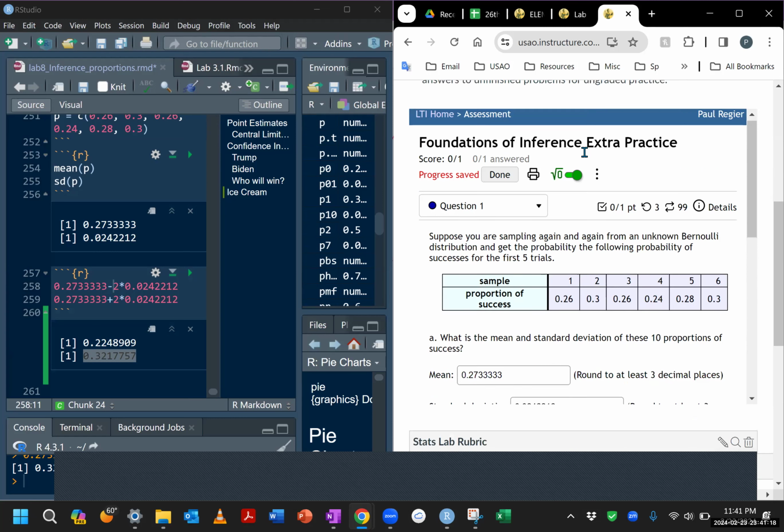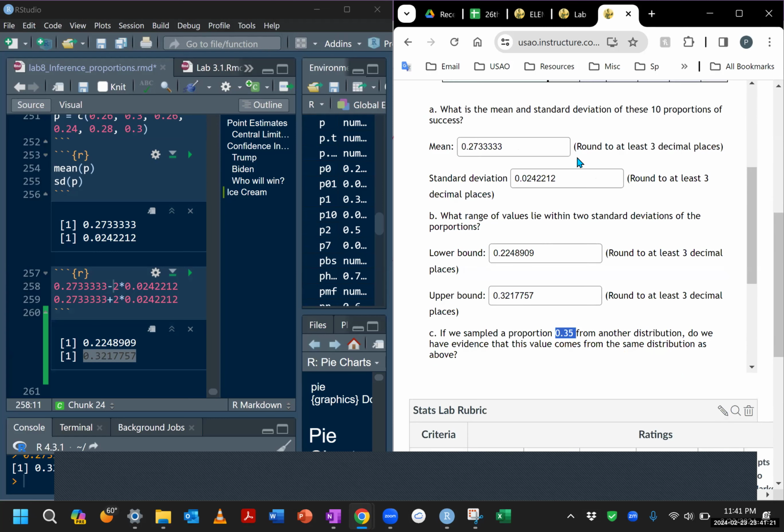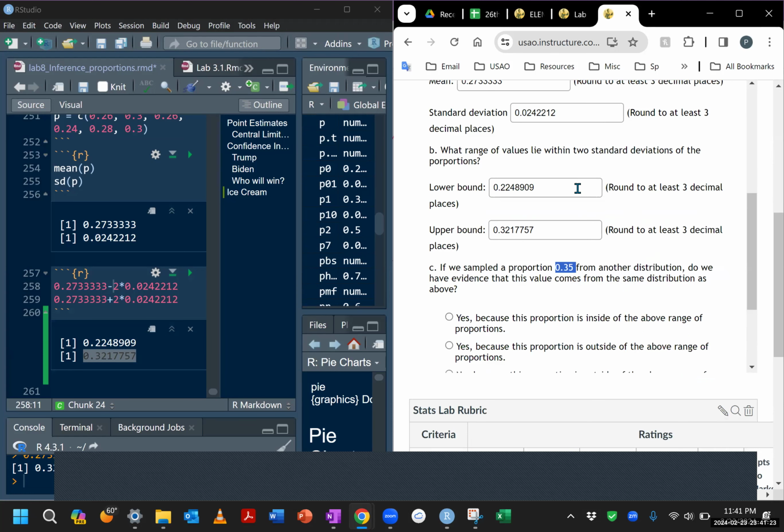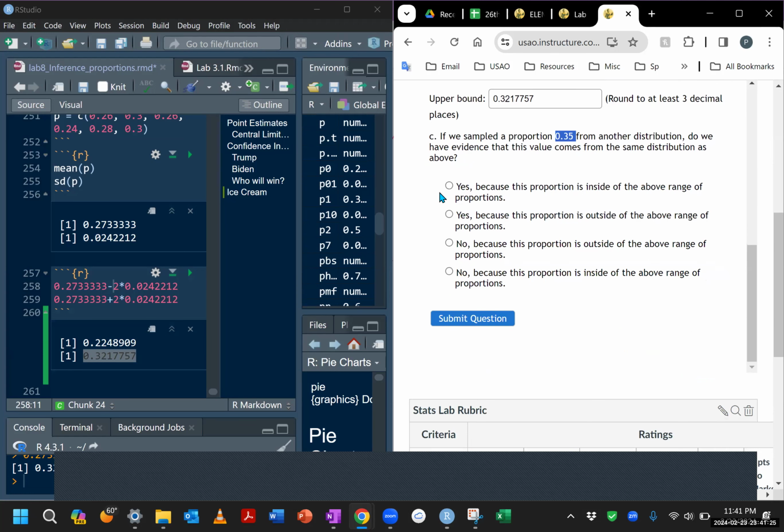Okay, so that's just some extra practice. You can practice this and get 100% on it. This will give you a better foundation, I believe, for what we're going to do next in Lab 8. All right, we'll see you there.